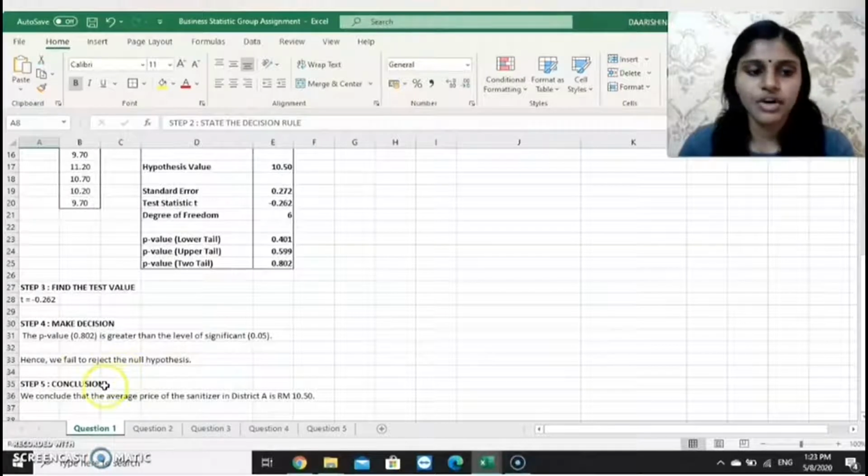Step 5. Conclusion. We conclude that the average price of the sanitizer in District A is 10 ringgit 50 cent.